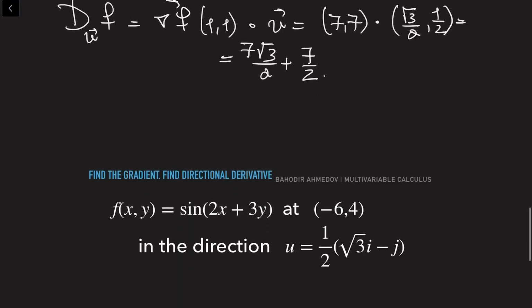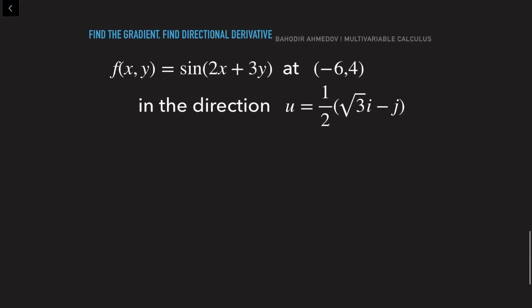Nice. So our last problem is again about the directional derivative. We need to find the gradient of this function, then evaluate it at this point, and then find the directional derivative in the direction of the vector u. Which is actually very similar to our previous example, right? So let's first find the gradient vector of this function.